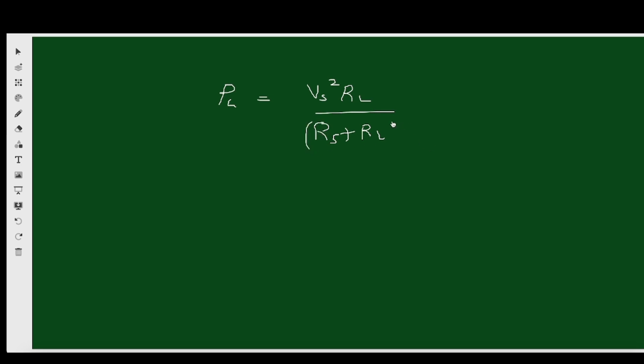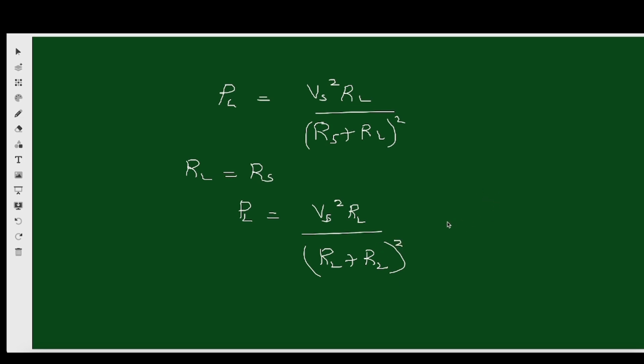Alright, Rs plus RL squared. So now, because RL is equal to Rs, let's replace Rs with RL. So PL will now be equal to Vs squared RL over RL plus RL squared.